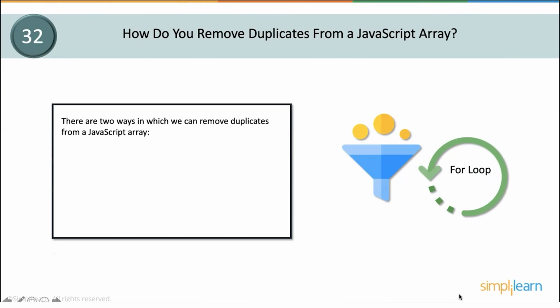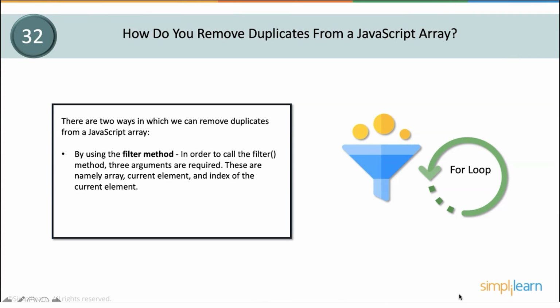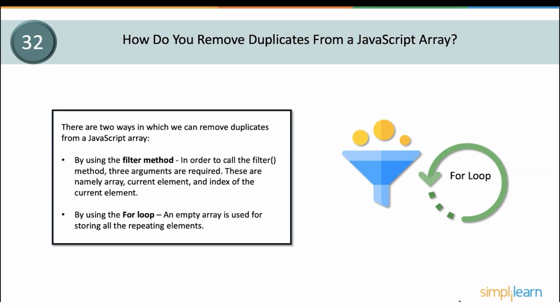How to remove duplicates from a JavaScript array? You basically need to use the standard filter method. This helps you analyze whether there are duplicates or not. The filter method takes the array, the current element and the index of the current element. And by using a for loop, an empty array is used for storing all the repeated elements. So that is a typical JavaScript discussion we have had.